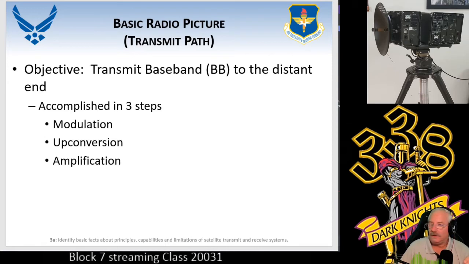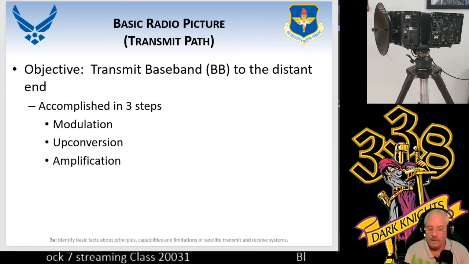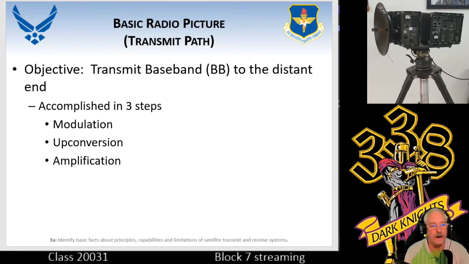All right, so we can look at the basic radio picture here. We're looking at transmit. Why do we always start with transmit? Well, the biggest thing is normally if you get transmit down, receive uses part of the transmit information. Talking modules or components and so forth and so on.